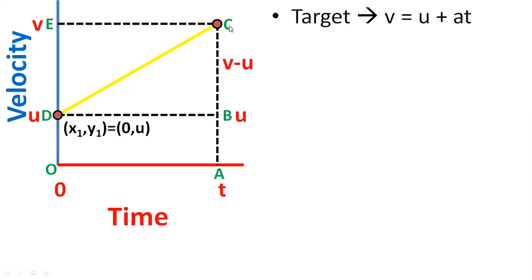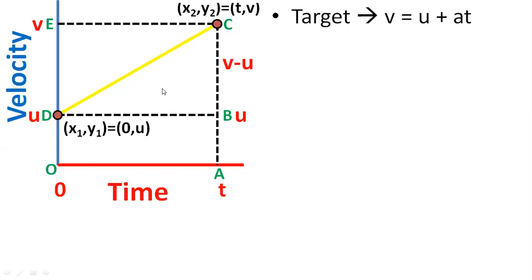In the same way, C would have x2, y2. Its x coordinate is t. And what about the y coordinate? The y coordinate is v. So this is the coordinate x2 comma y2, that is t comma v. The x coordinate is t, the y coordinate is v. So we have got our two coordinates.